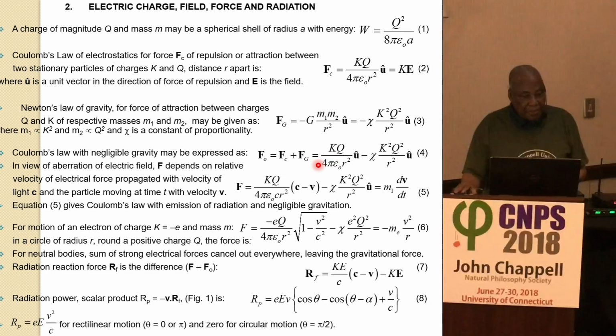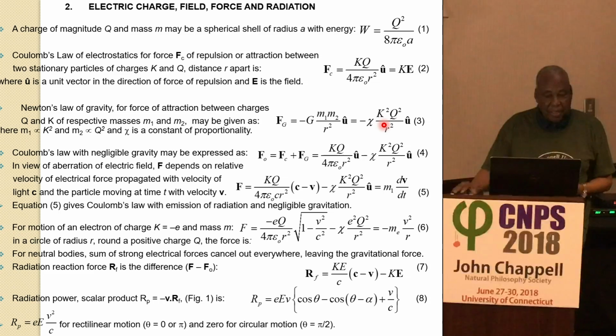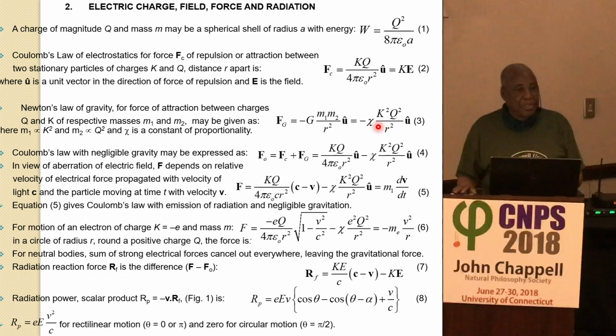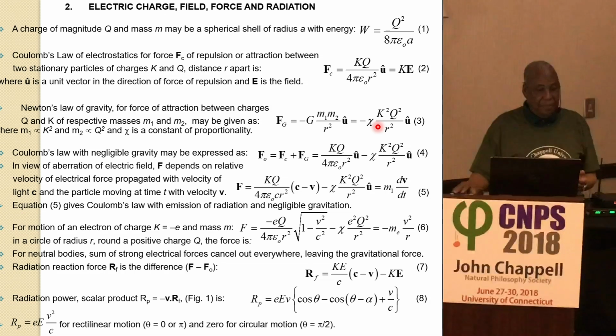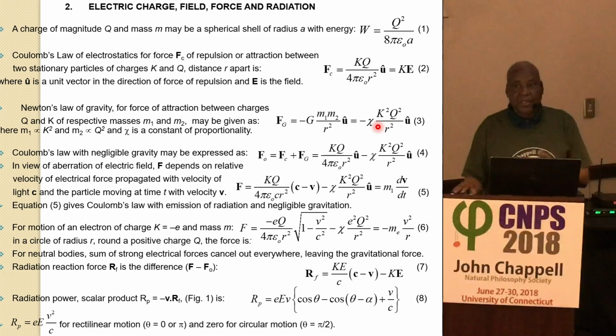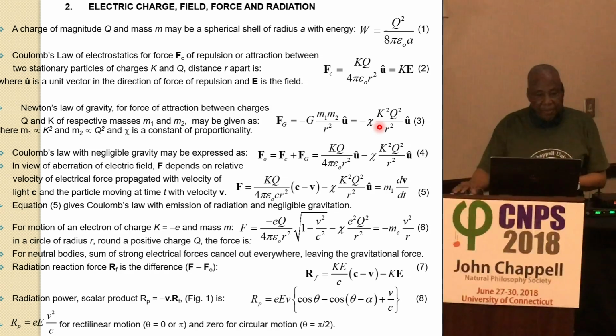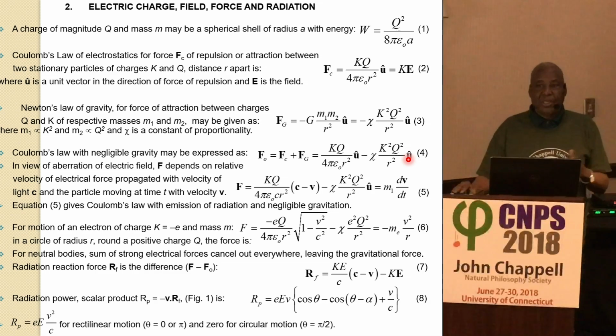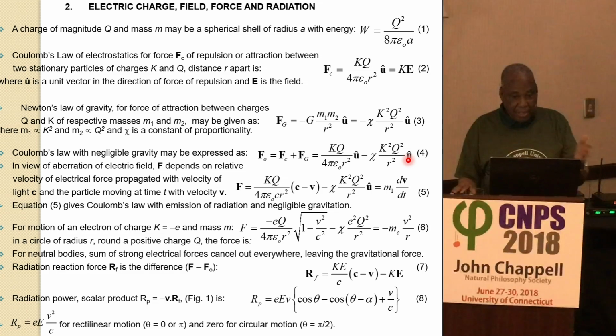You can see here that while the electrostatic force of attraction or repulsion changes with the sign of the charge, the force of gravity remains attractive, whether the charge is positive or negative, because the square of a negative number is positive. So if you go to equation 4, we are combining Coulomb force with the gravitational force to get equation 4. We are making the force of repulsion positive, and therefore the force of attraction becomes negative.